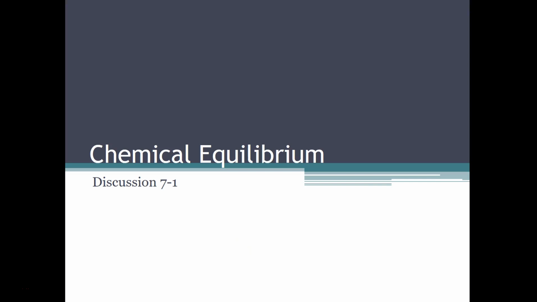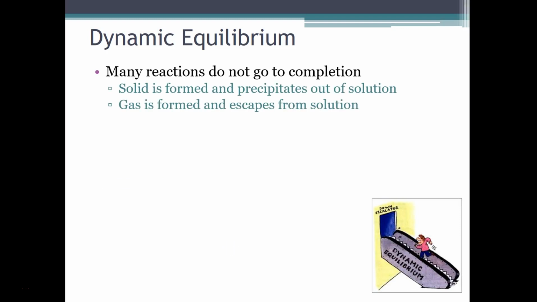All right, so we're going to do discussion 7-1, chemical equilibrium, which is the last discussion in Unit 6 and 7 for SL. All right, so dynamic equilibrium. A lot of reactions don't go to completion. These reactions are considered reversible reactions. So reactants can combine together to form products, and products can combine together to form reactants, and the reaction can go both directions. So a lot of reactions do not go to completion.